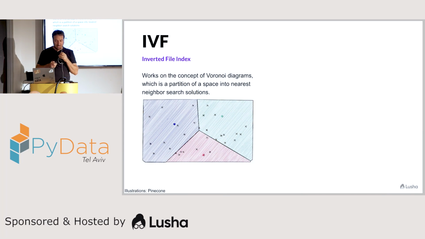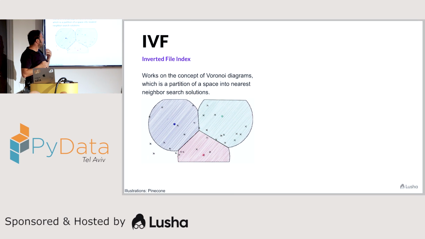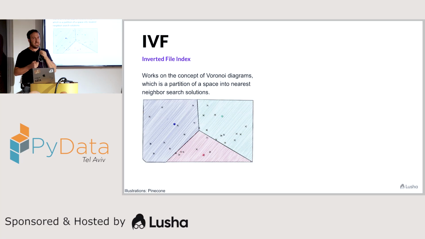The next one is inverted file index. In this case, we take the space and divide it into cells.